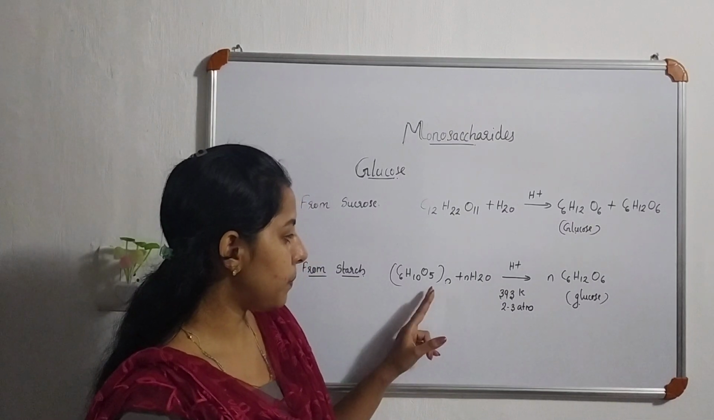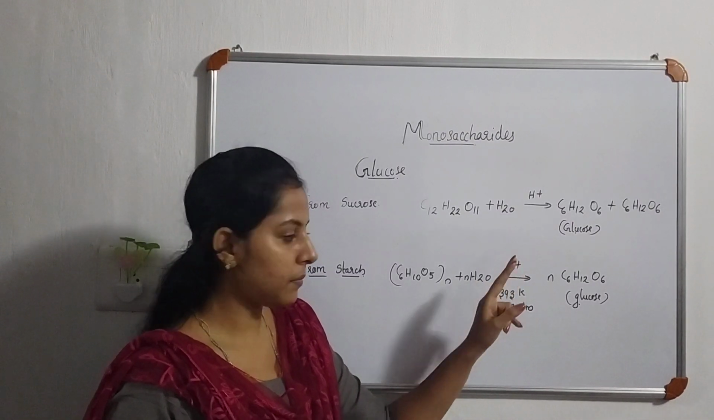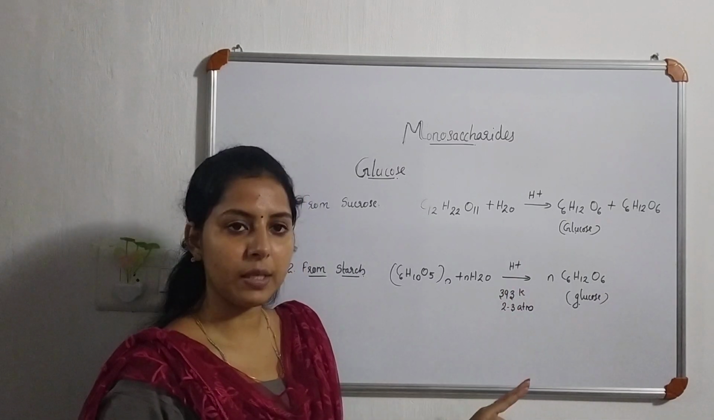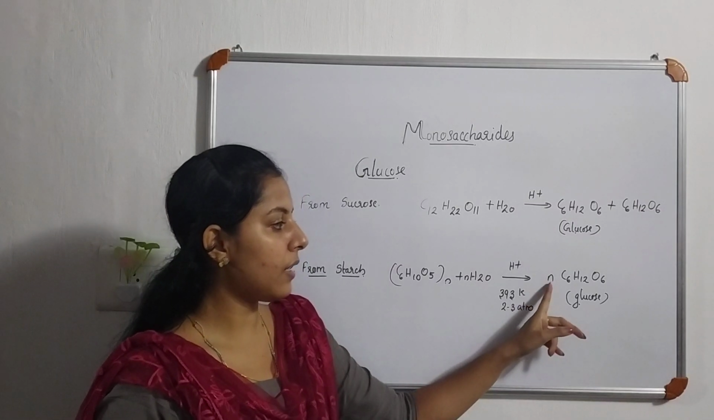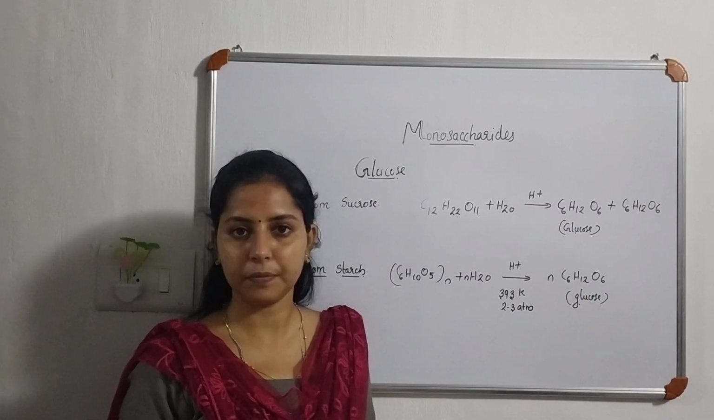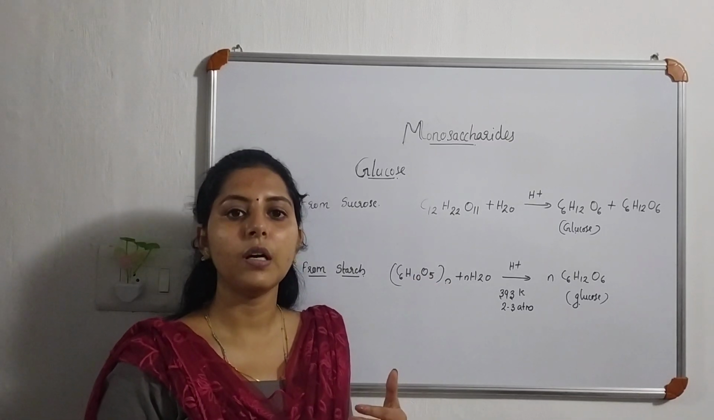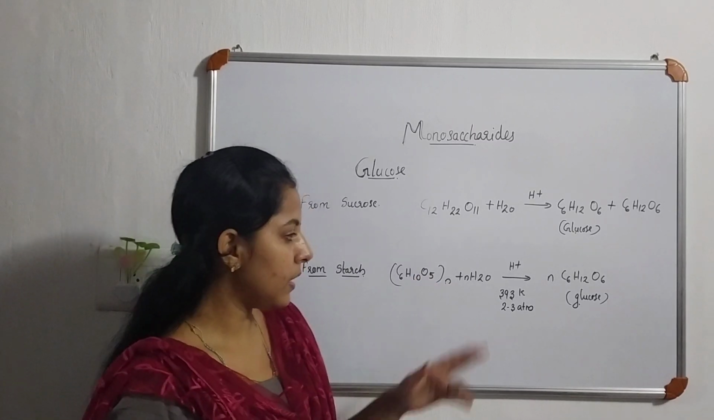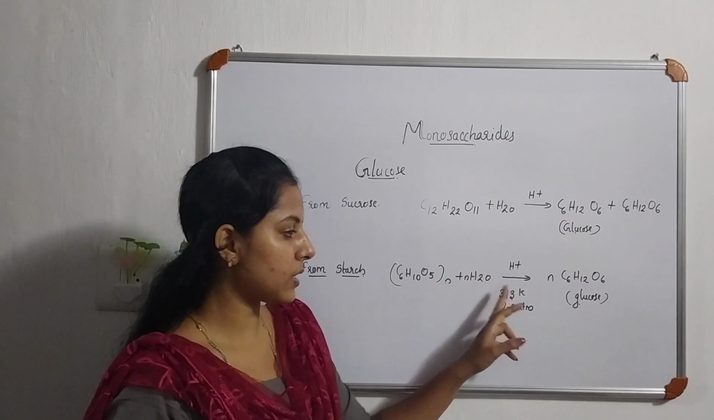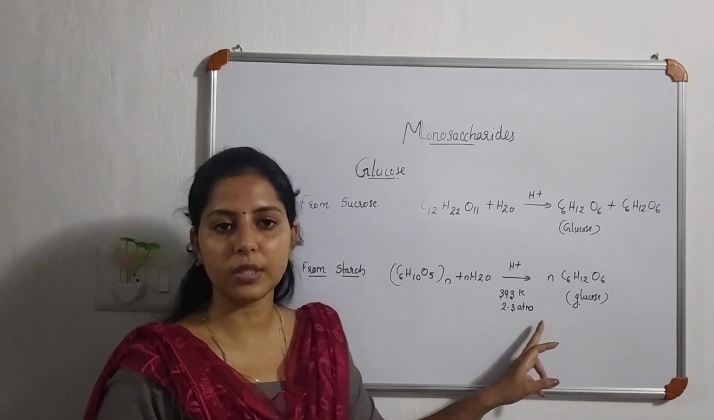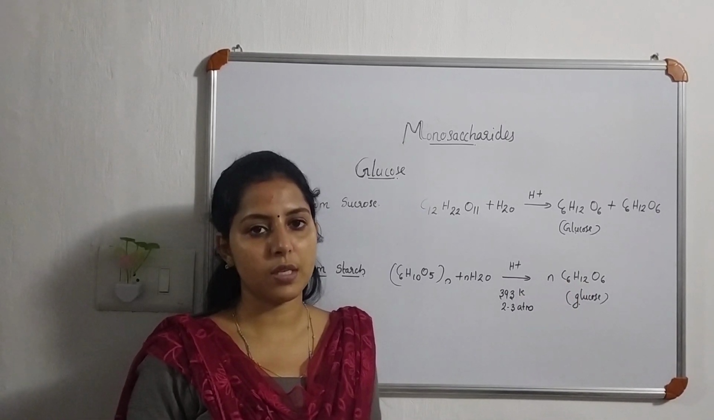And this starch, on hydrolysis in the presence of an acidic medium at 393 Kelvin temperature and 2 to 3 atm pressure, gives n number of glucose units. Okay, so starch is a polysaccharide which contains a large number of glucose units, which on hydrolysis in an acidic medium at 393 Kelvin temperature and 2 to 3 atm pressure gives a large number of glucose units.